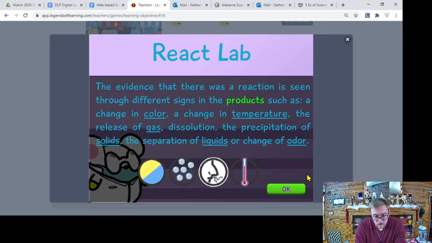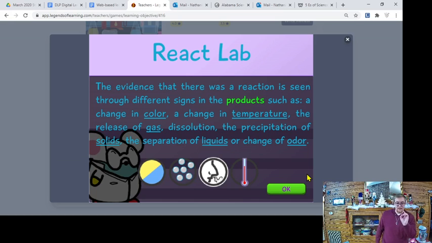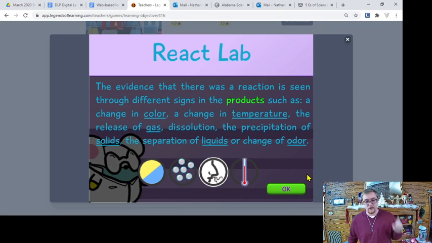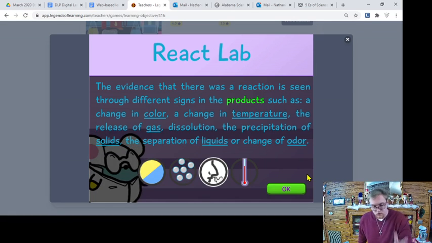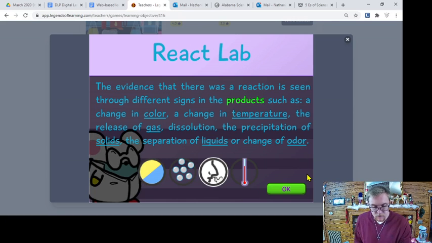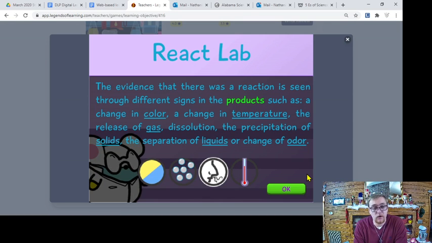So, evidences of a chemical reaction. The biggest takeaway from this, we're looking at evidences of a chemical reaction. This slide right here will give us our best definition of it. The evidence that there was a reaction is seen through different signs in the products, such as a change in color, a change in temperature, the release of a gas, dissolution, the precipitation of solids, the separation of liquids, or the change of odor. Hopefully not too much of a change in odor, because I do not want a smelly lab.